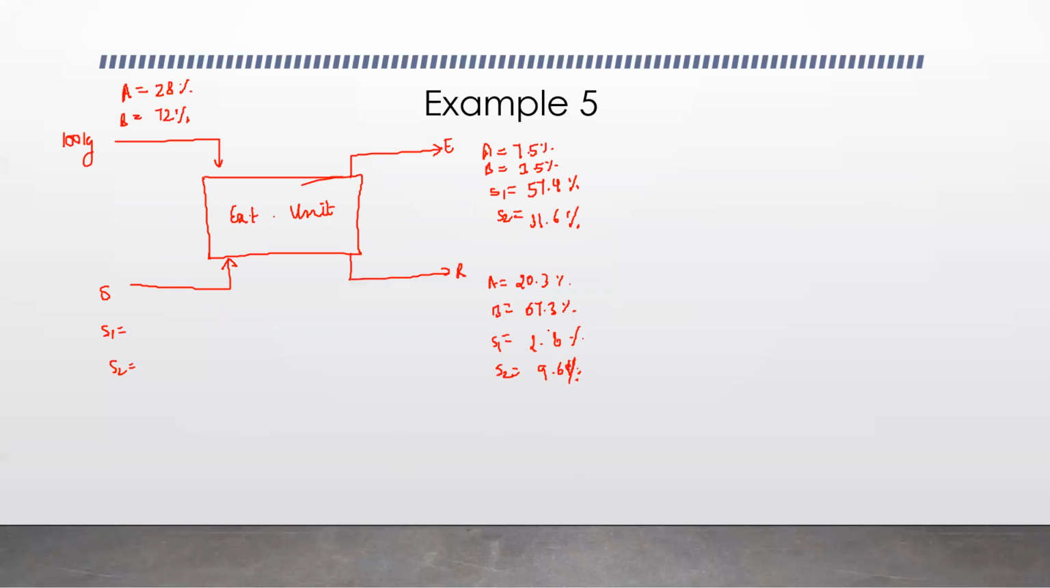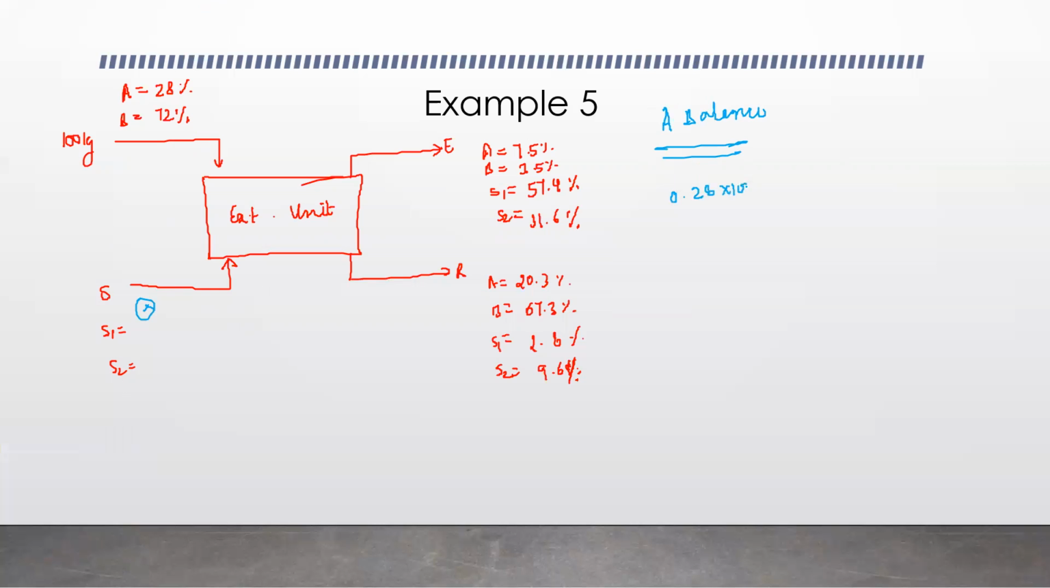So now you have to do a material balance, basically. That's what you have to do. Once again, it's the same as example number 3 that we did. We are going to avoid this stream. So we are going to form an A balance and a B balance equation. First of all, let's form the A balance equation.